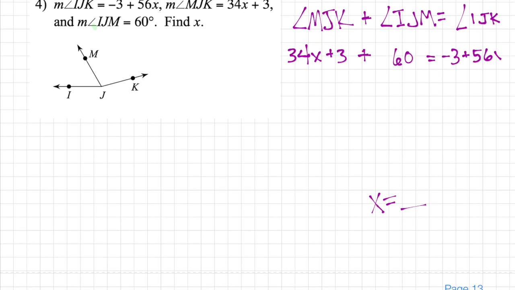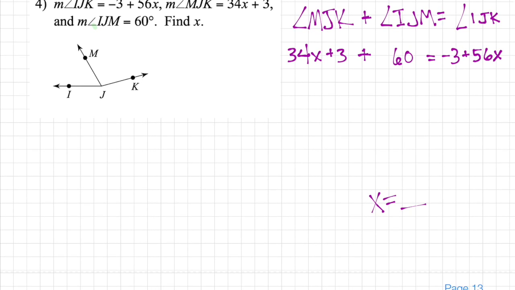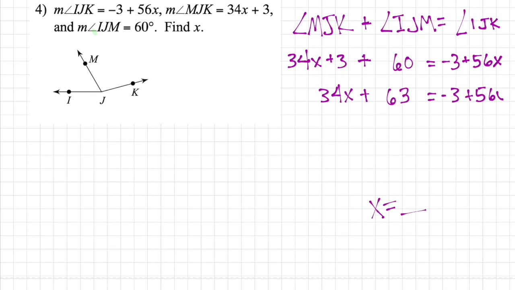All right. So now we got to solve for x. So first thing we're going to do is combine our like terms. So I see this 3 and 60. So that's going to give us 63. And that's it for the left. So 34x plus 63. And there is nothing I can do on this side. So this side's going to just come down as is.